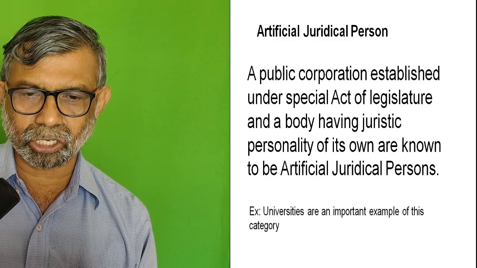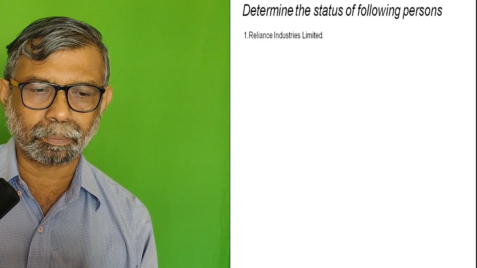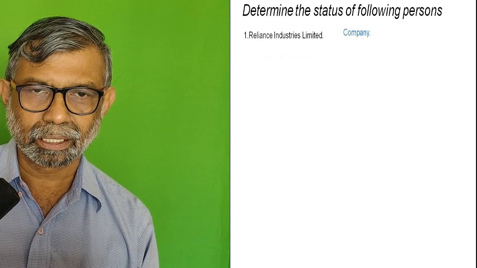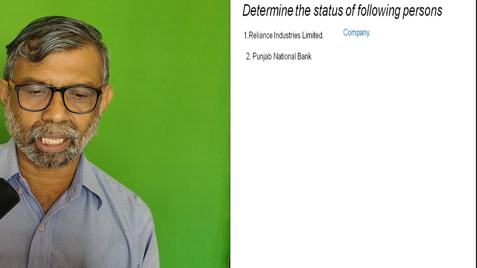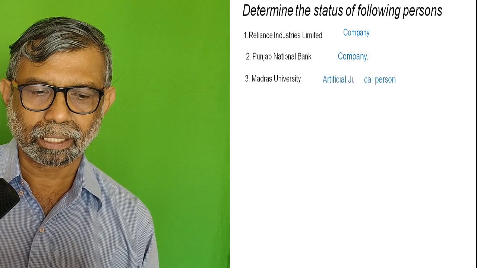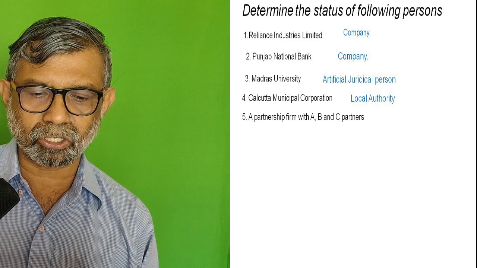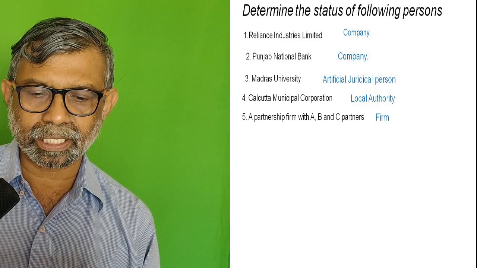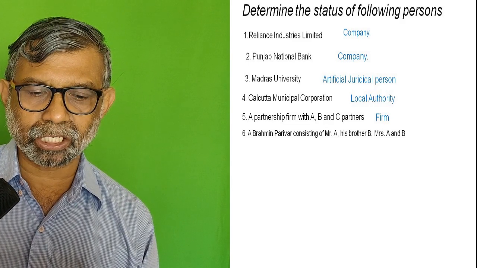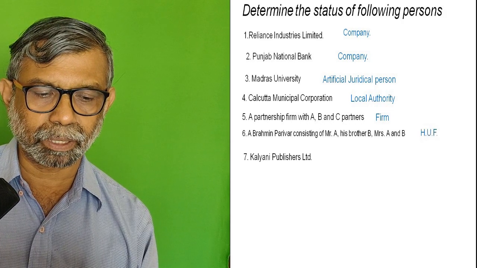Tell me, Reliance Industries Limited, what type of person is it? It's a company. Punjab National Bank, again banks are companies. Madras University, artificial juridical person. Calcutta Municipal Corporation, local authority. Partnership firm ABC, a firm. A family consisting of Mr. A, his brother B, Mrs. A and Mr. B, you know it's a Hindu undivided family. Kalyani Publishers Limited, company. Reserve Bank of India, artificial juridical person.